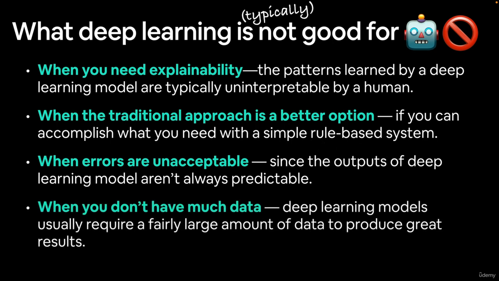And then finally, when you don't have much data. Deep learning models usually require a fairly large amount of data to produce great results. However, there's a caveat here. At the start I said typically, and we're going to see some techniques for how to get great results without huge amounts of data. Again, I wrote typically here because there are techniques. You can just research deep learning explainability and you're going to find a whole bunch of stuff. You can look up examples of machine learning versus deep learning, and then when errors are unacceptable, again, there are ways to make your model reproducible so it predicts what's going to come out. We do a lot of testing to verify this as well.